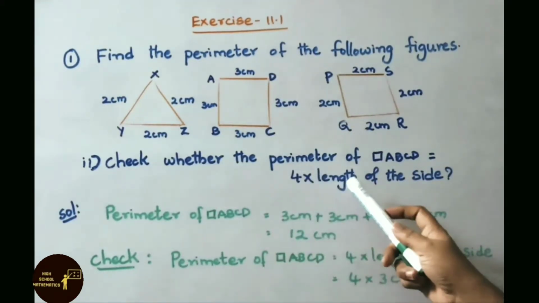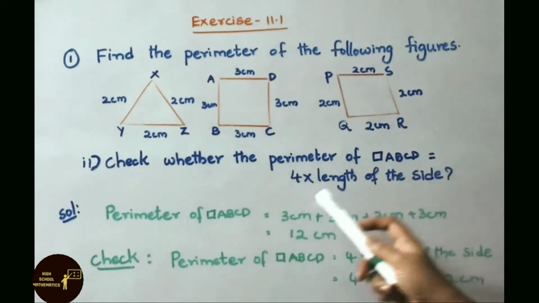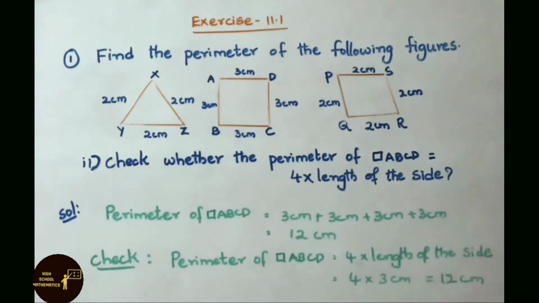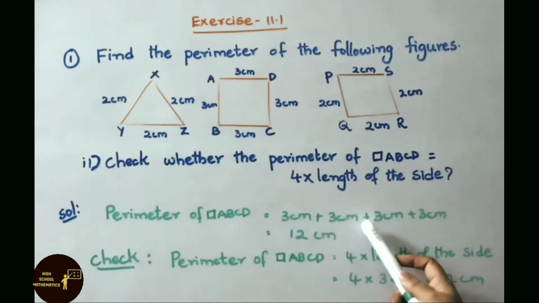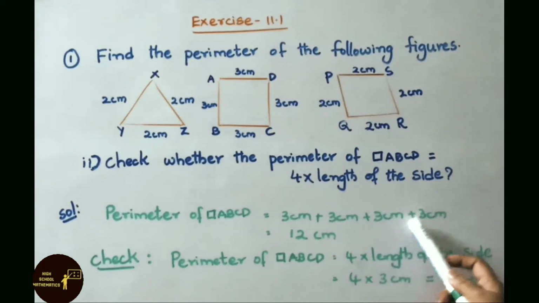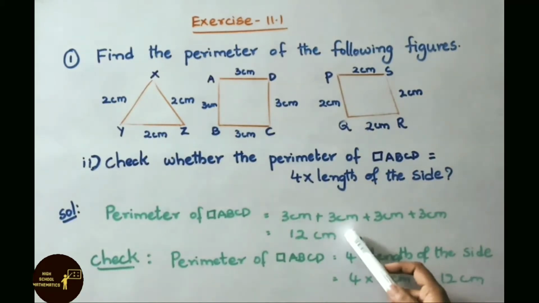See now second sum, they have given a square having each side 3 cm. Check whether the perimeter of square ABCD is equal to 4 into length of the side. Let us see the solution. Perimeter of square ABCD is length of each side, that is 3 cm plus 3 cm, 6 cm plus 3 cm plus 3 cm, that is 6 cm. 6 plus 6, 12 cm.